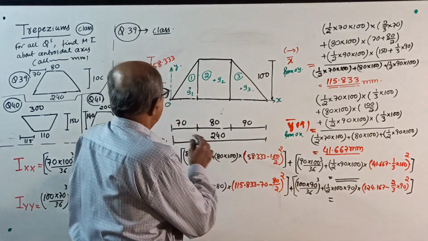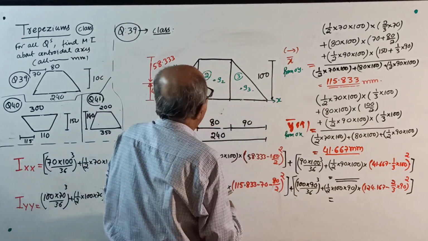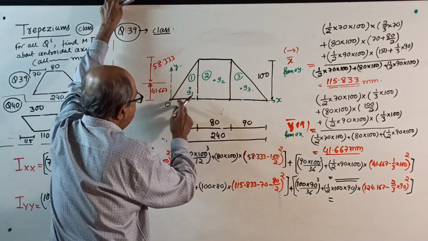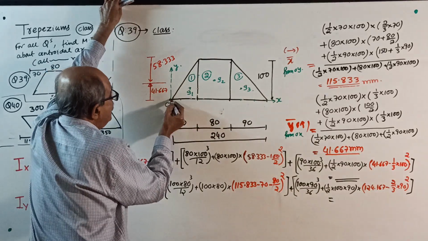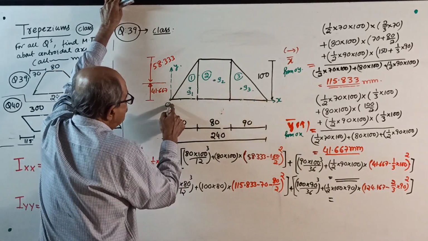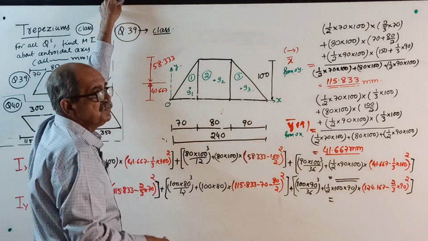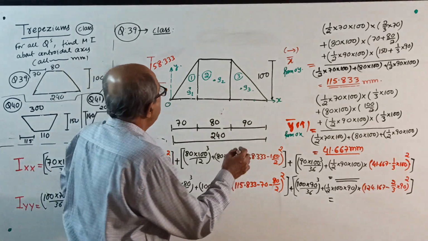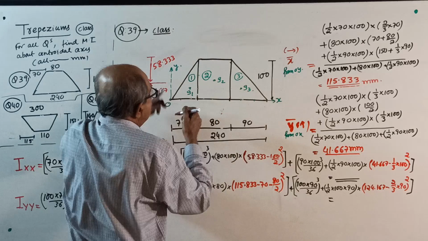Okay, locate X bar. How much you got? 115.833. See, from here to here is 150. So before that one, from here to this centroid is 70 plus 40. 70 plus 40 is 110. So 115 you got.